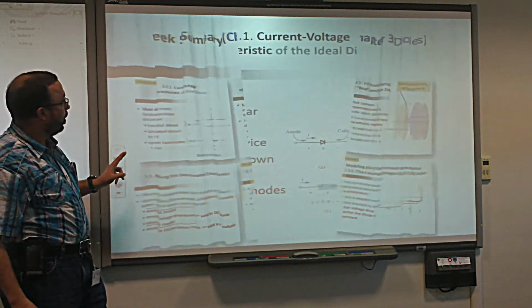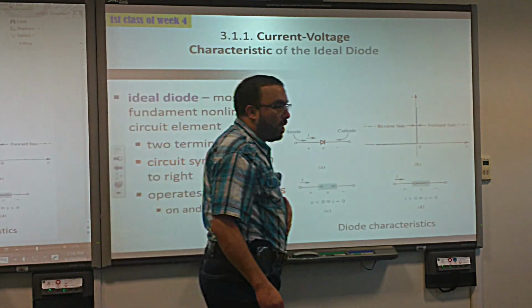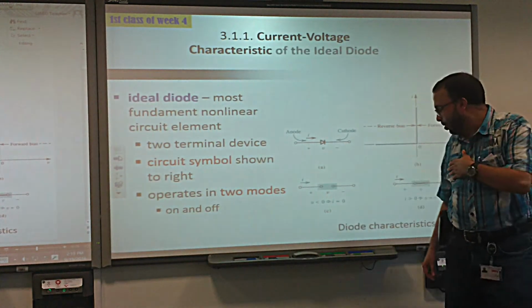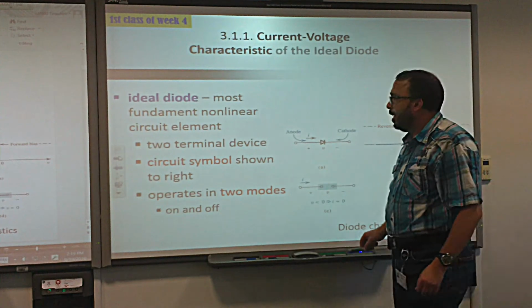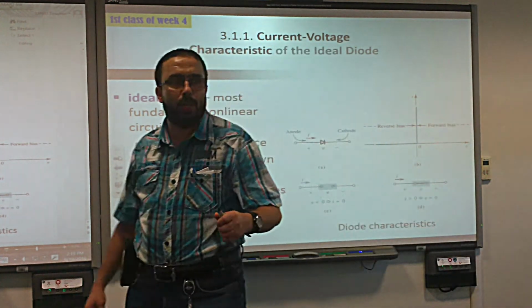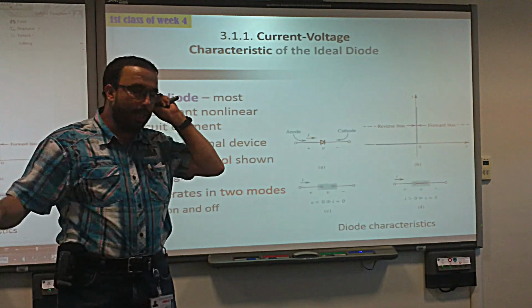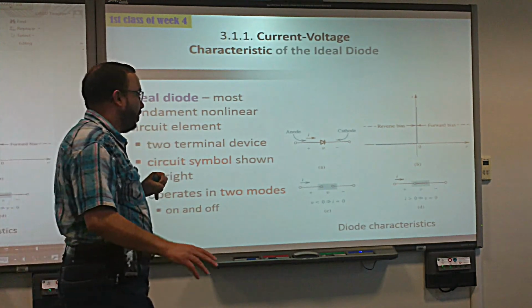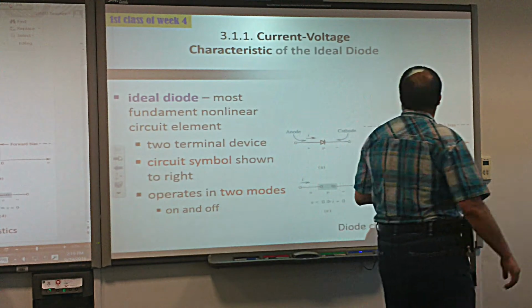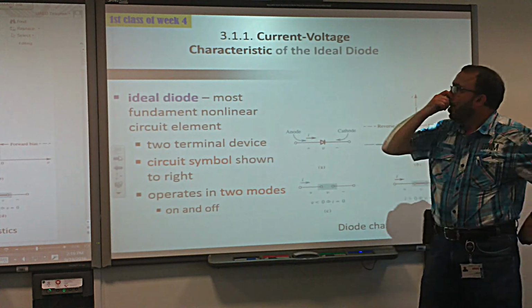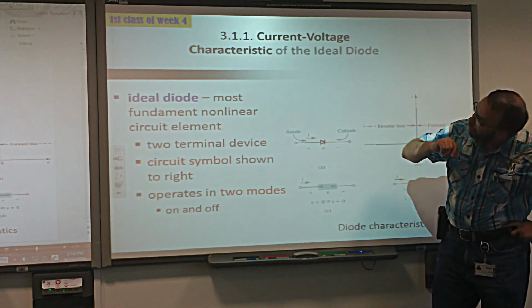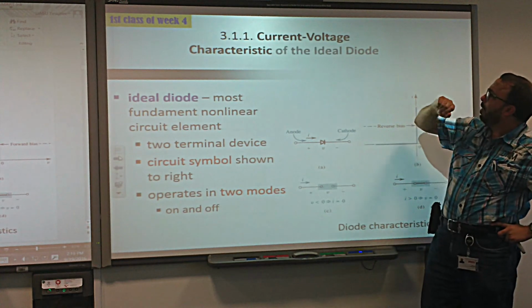All right, good. So what's an ideal diode? Ideal means what? Perfect. Something that is really perfect. And there is no perfection in life.